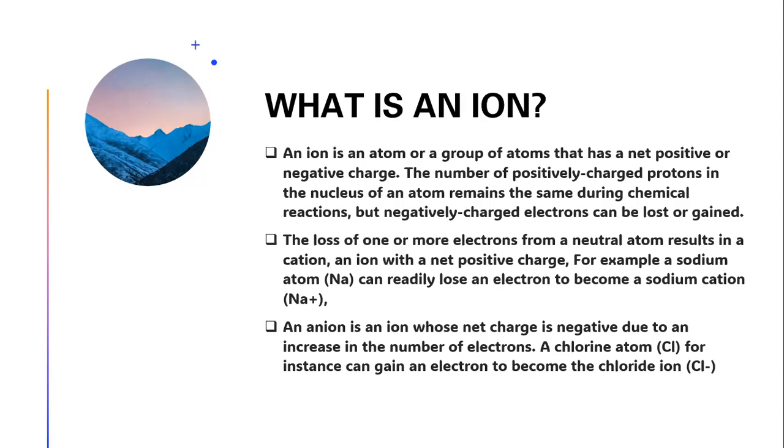The loss of one or more electrons from a neutral atom results in a cation, an ion with a net positive charge. For example, a sodium atom can readily lose an electron to become a sodium cation, which is represented by Na+. An anion is an ion whose net charge is negative due to an increase in the number of electrons. A chlorine atom, for instance, can gain an electron to become a chloride anion, Cl-.